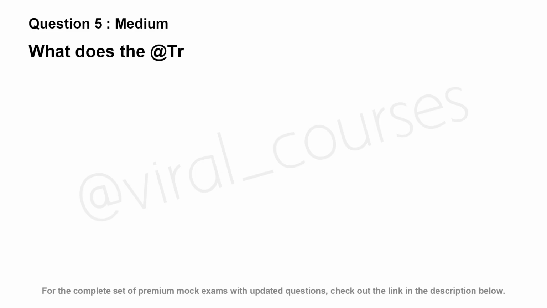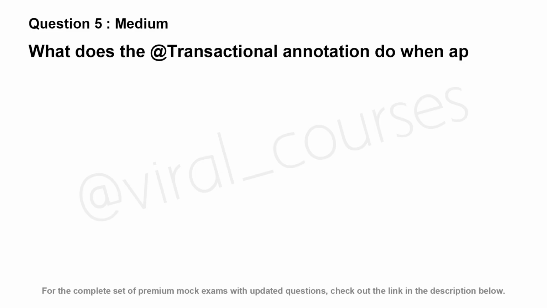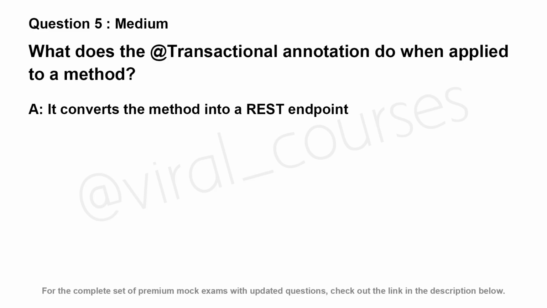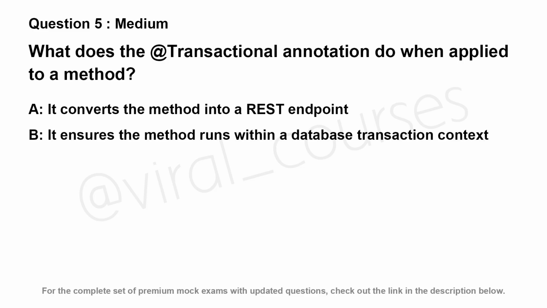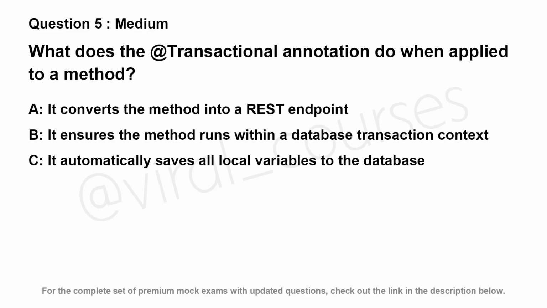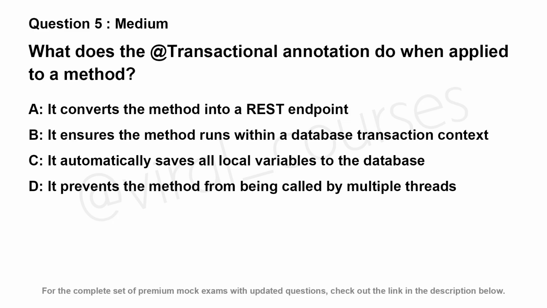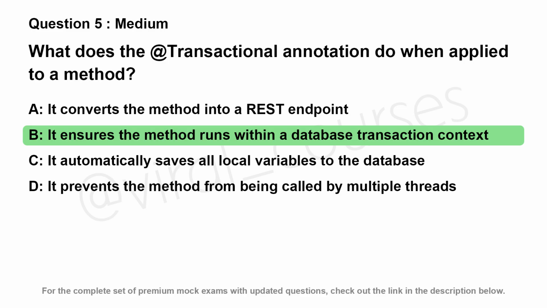What does the @Transactional annotation do when applied to a method? Option A. It converts the method into a REST endpoint. Option B. It ensures the method runs within a database transaction context. Option C. It automatically saves all local variables to the database. Option D. It prevents the method from being called by multiple threads. The correct answer is B.